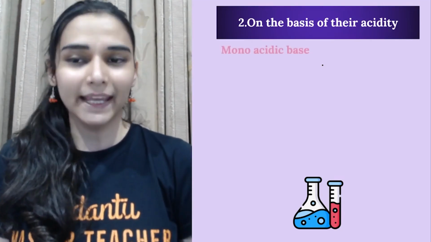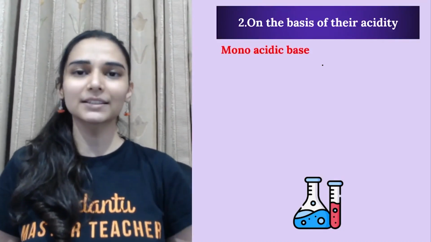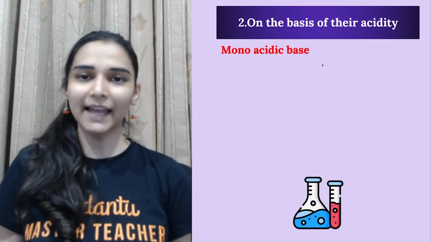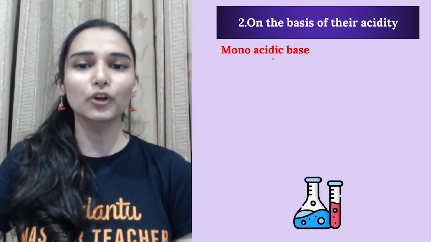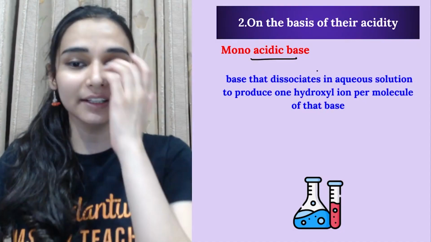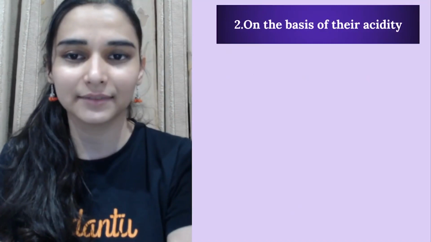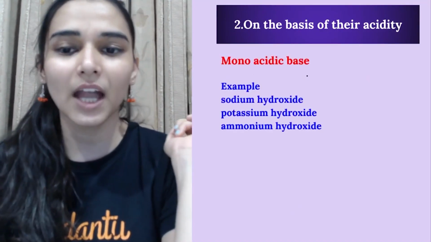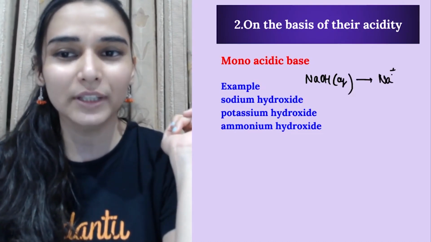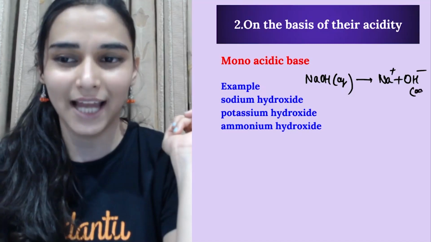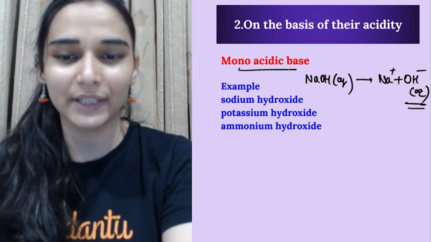Okay, the next classification is on the basis of acidity. Just like in acids we had monobasic acids, dibasic acids, tribasic, similarly we have the bases. Monoacidic bases are those bases which are going to give me one OH ion per molecule. Like you have taken a base, see the example. I have taken sodium hydroxide base. It will ionize to give me sodium ion and one hydroxyl ion. Only one OH ion we got in water, so it's a monoacidic base.